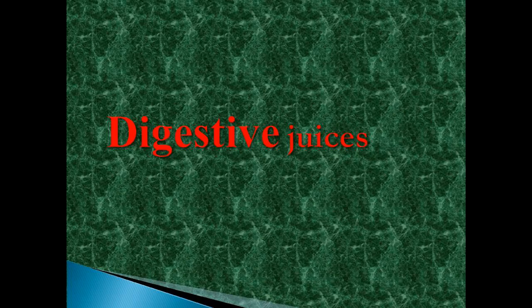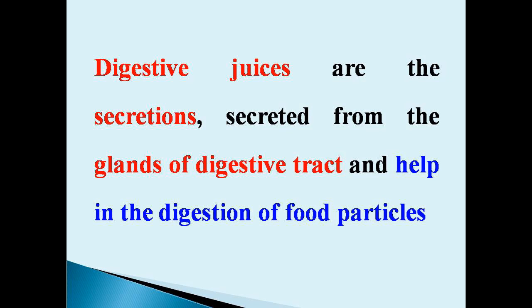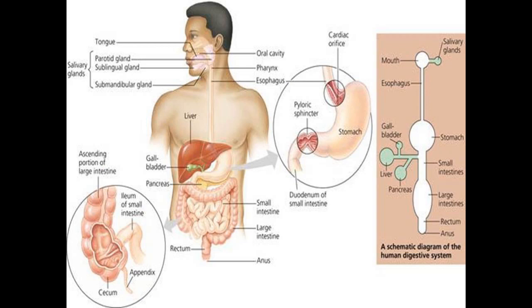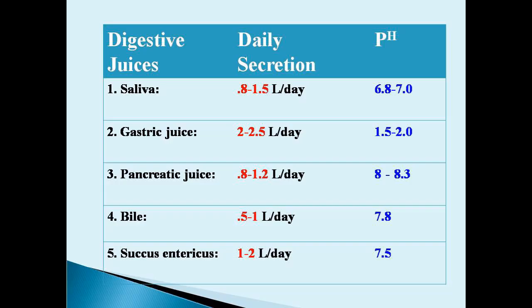First of all, digestive juices. Definition: digestive juices are the secretions secreted from the glands of digestive tract and help in the digestion of food particles. Here is the schematic diagram of digestive system. Starts from mouth, then esophagus, stomach, gallbladder, liver, pancreas, small intestine, large intestine, and lastly rectum and anal canal.